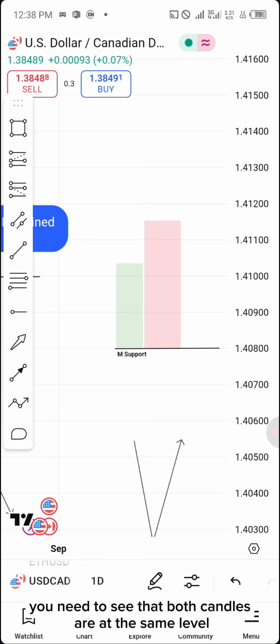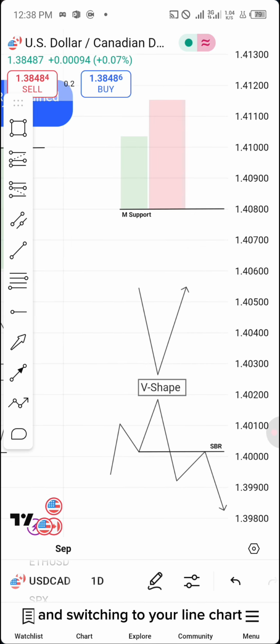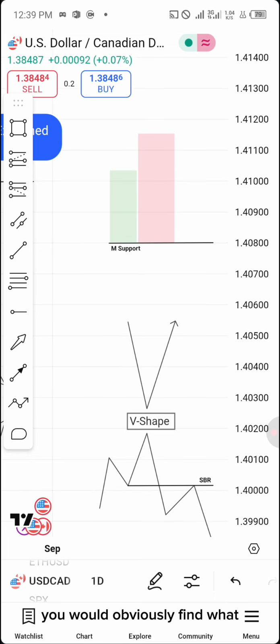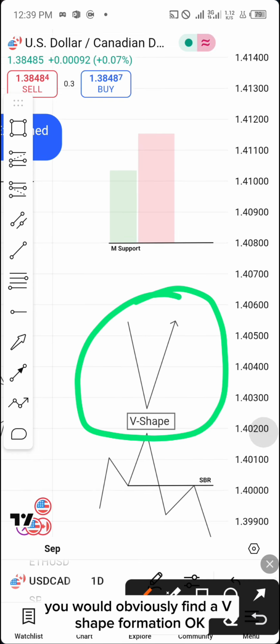You need to see that both candles are at the same level. They are at the same level. At that point is your area of support. And switching to your line chart, you would obviously find what? You would obviously find a V-shaped formation.